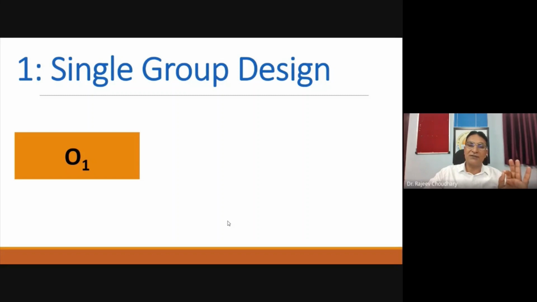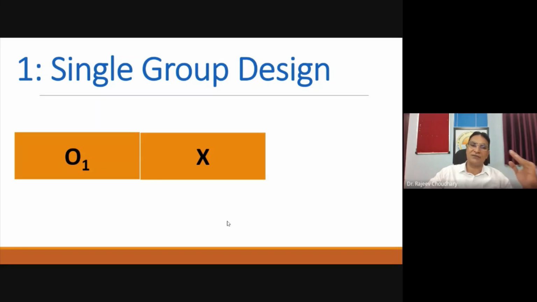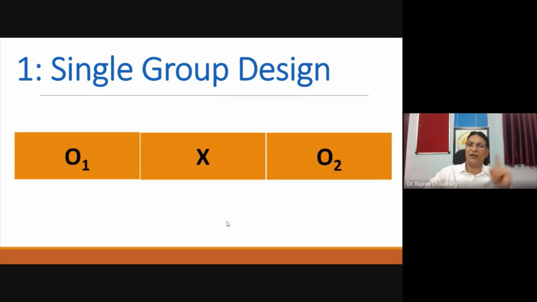After the pretest, X means treatment. Then the treatment will be given to all. Suppose you conducted the study on 30 subjects. You will take observation 1 of 30 subjects. Then X will be given, the treatment, the morning walk. And after the completion of 1 month of morning walk, you will take the final test, that is O2, in the form of a post test. Here we have only one group. We take observation 1 and observation 2, pre-test and post test, and in between treatment is given.